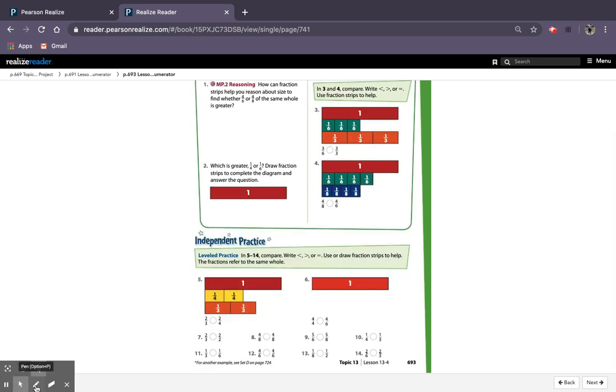Okay, and last but not least, 5 and 6, and then we will move on through 7 through 14. It's the same, all you have to do is put the symbol and compare them for these, but for number 5, they give you drawings, and for 6, you complete the drawings and add to them to help you solve. So just for number 5, what's bigger? 2/4, so 2 of these, or 2/3. 2/3 is greater. For number 6, they're comparing 4/4 and 4/6.